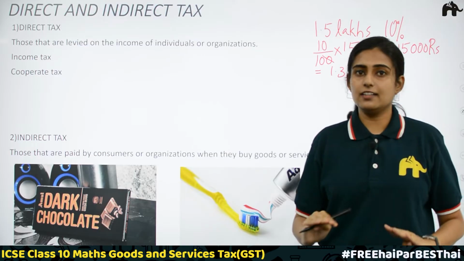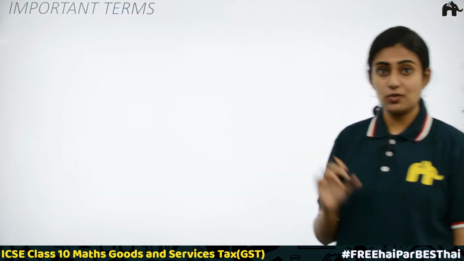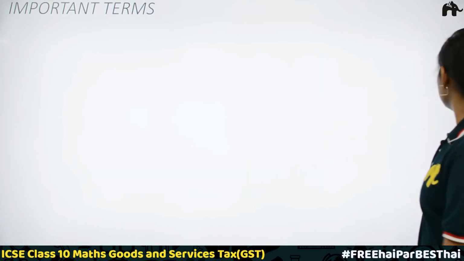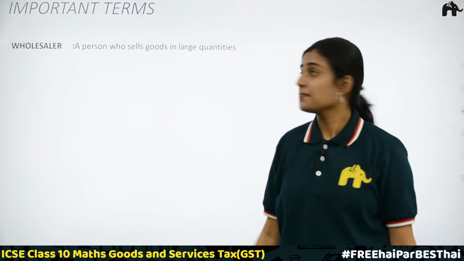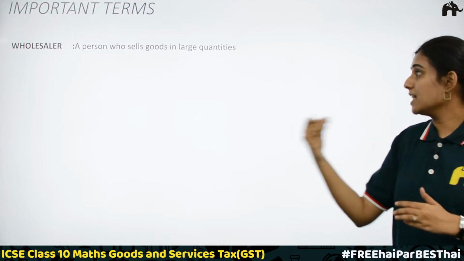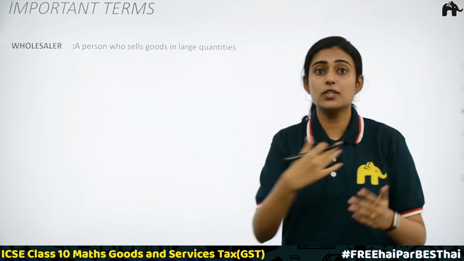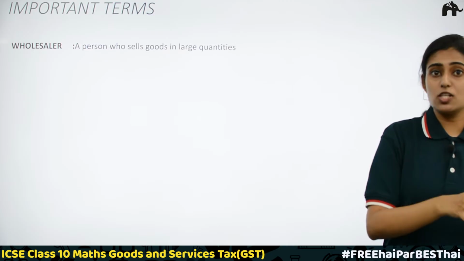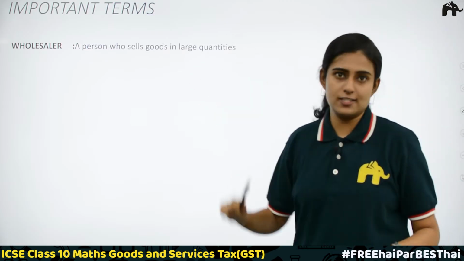Okay, clear? Before going deeper into this chapter, we need to understand a few important terms. First is the wholesaler, a person who sells goods in large quantities. We don't purchase our products from wholesalers. We go to the normal shops and purchase. These shopkeepers get their products from the wholesaler.